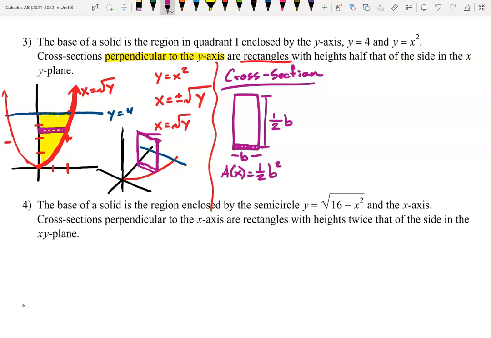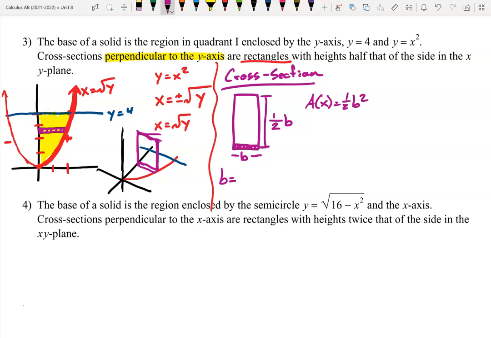All right, but then let's think. Let me write that over here: A equals 1/2 base squared. But how do I express that b? It's the square root of y. Because remember, y equals 4 is just a bound. Our other function is defined when it says it's in quadrant 1. It gives us that line.